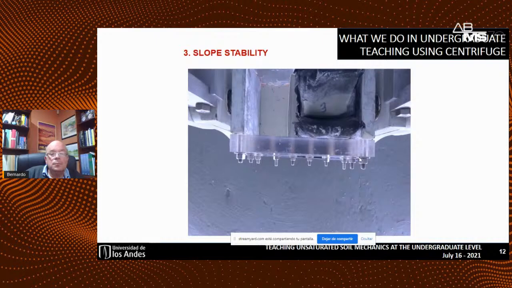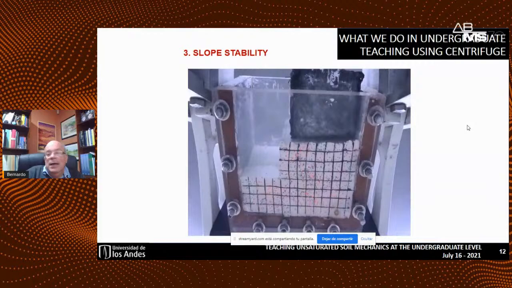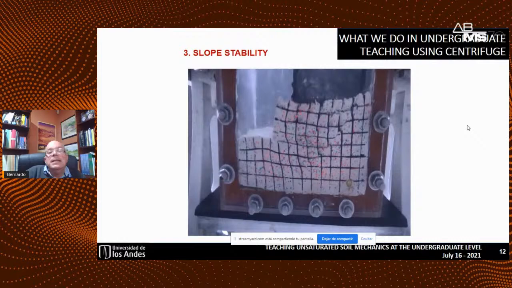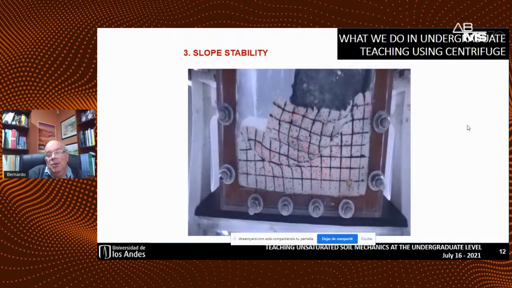Well, afterwards, some examples of boundary value problems. For example, slope stability. You can see here a test on slope stability. And then the students analyze the displacement vectors based on image analysis. So we teach how to apply the shear strength to the slope stability analysis.